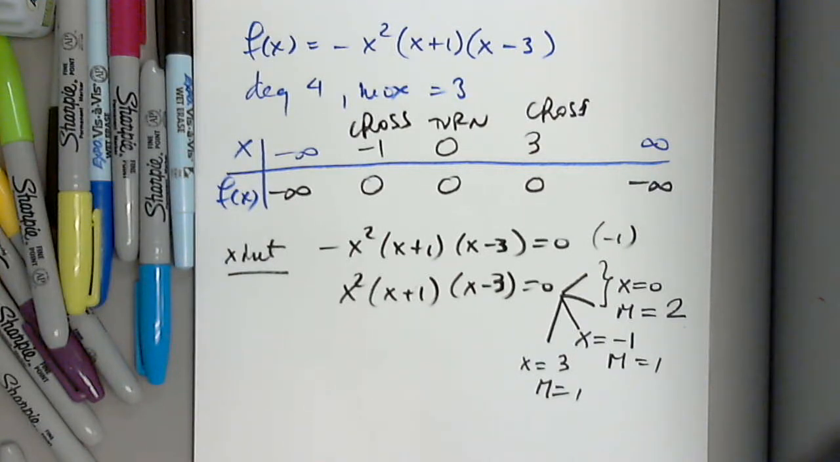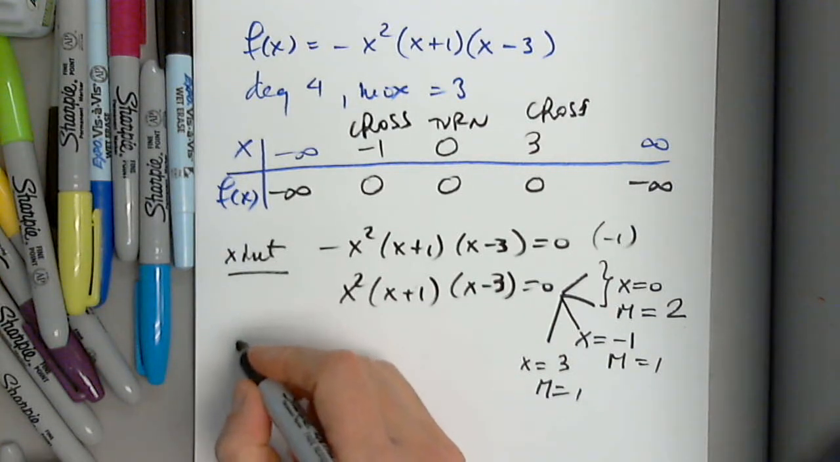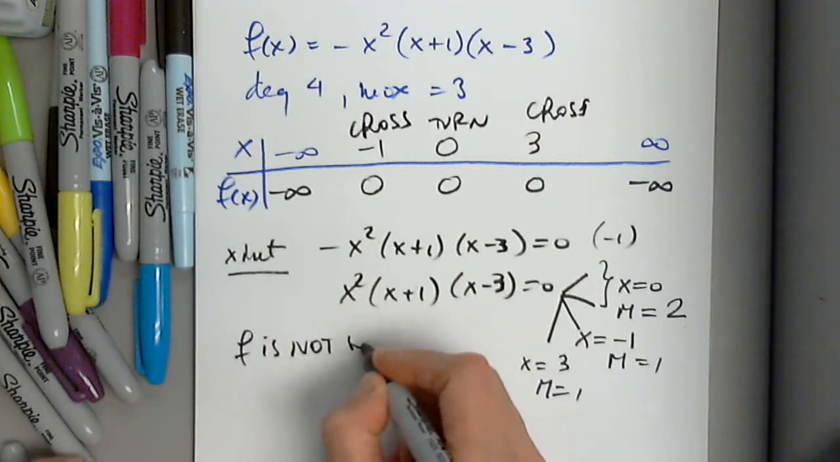Which will, absolutely. Here's why. If it crosses the x-axis at negative 1 and it crosses it at 3, there is no way this is symmetric with respect to the y-axis or with respect to the origin. There is no way. So I will just make a note, and I know that you know what you're talking about. I will say f is not symmetric. So you didn't forget.